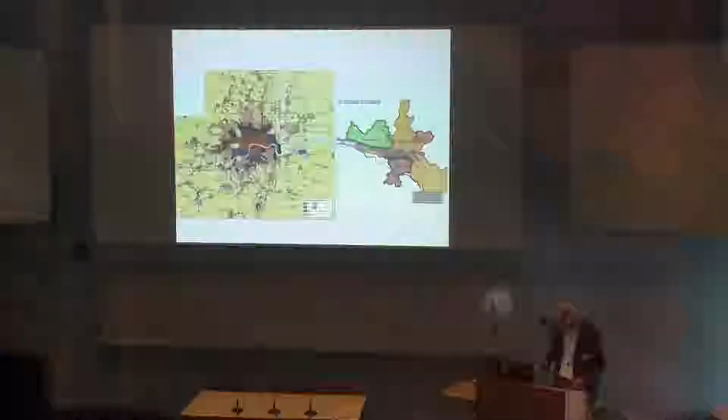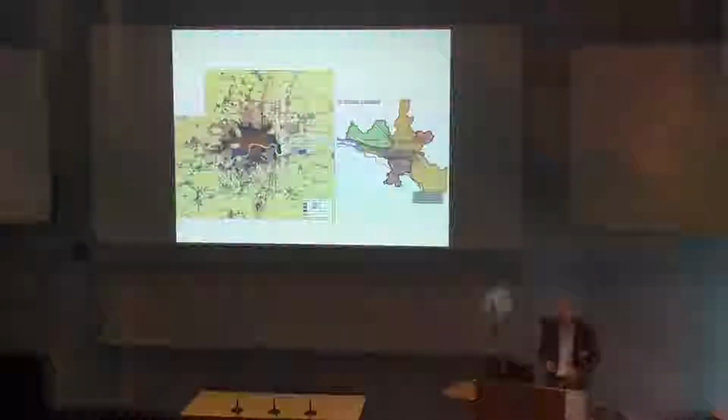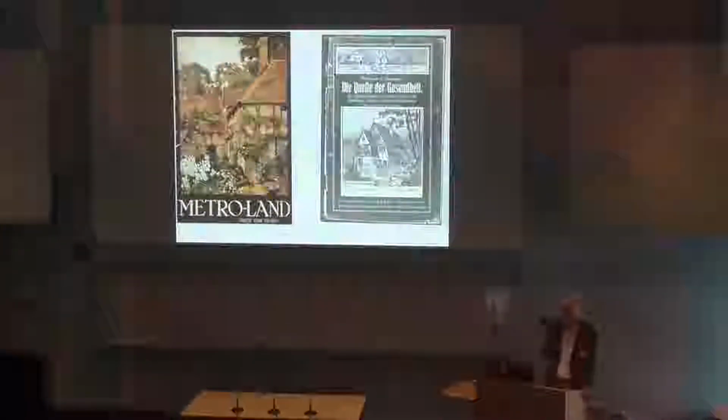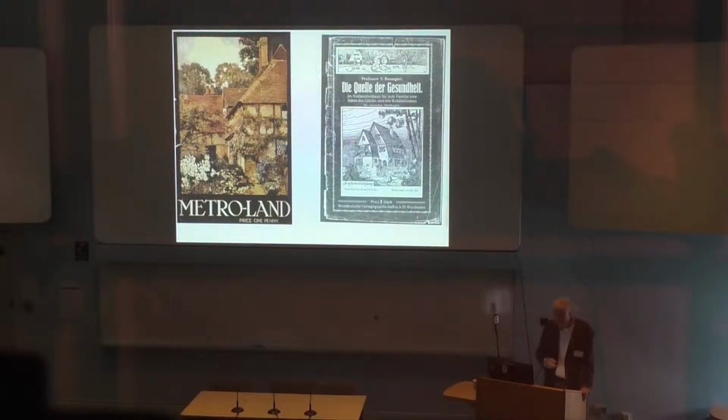These two maps are not in scale, so London, of course, is much bigger. But you can see all the suburban areas which developed at the end of the 19th century and at the beginning of the 20th century. And it's important to underline that Hamburg was surrounded by three Prussian cities, so there were not many ways for extension.